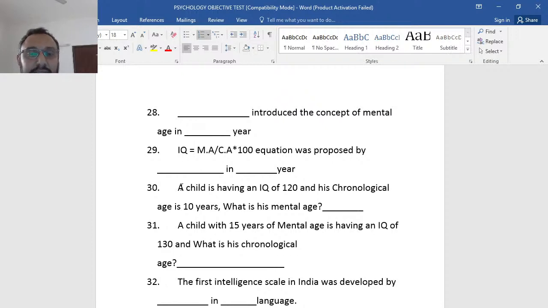A child with 15 years of mental age has an IQ of 130. And what is the chronological age, you see here? So this type of question also you will get. So 130 is equal to 15 by CA multiplied by 100. So 100 into 15 is equal to 130 into CA.